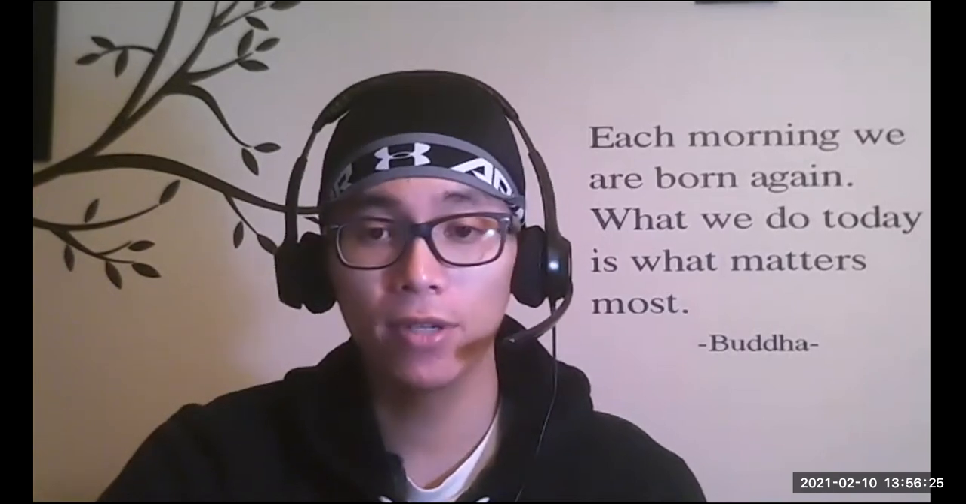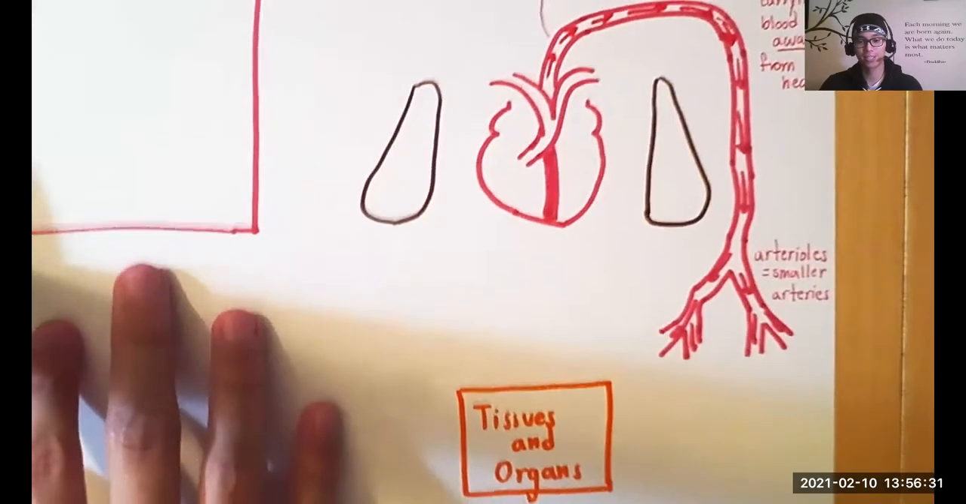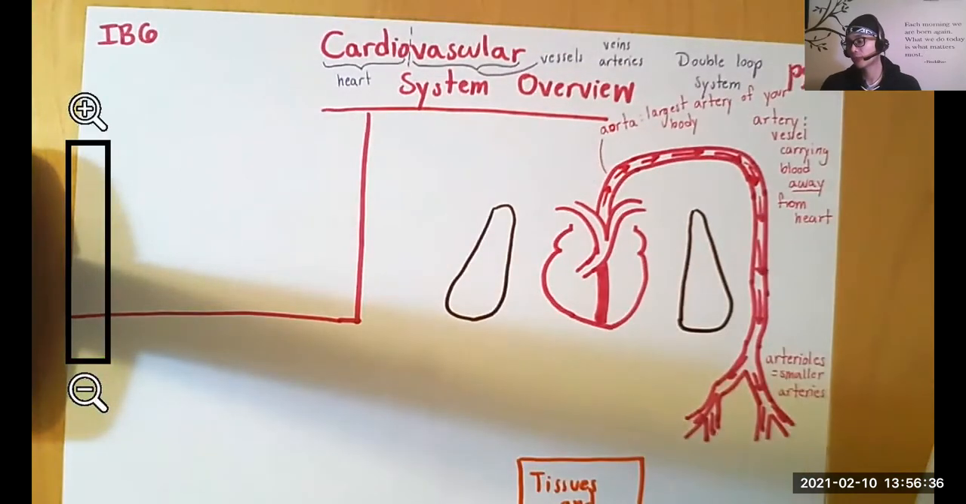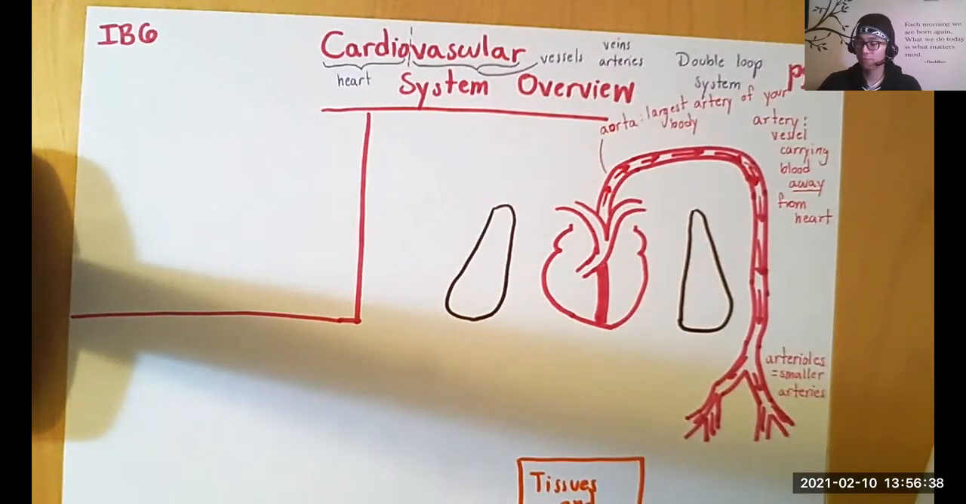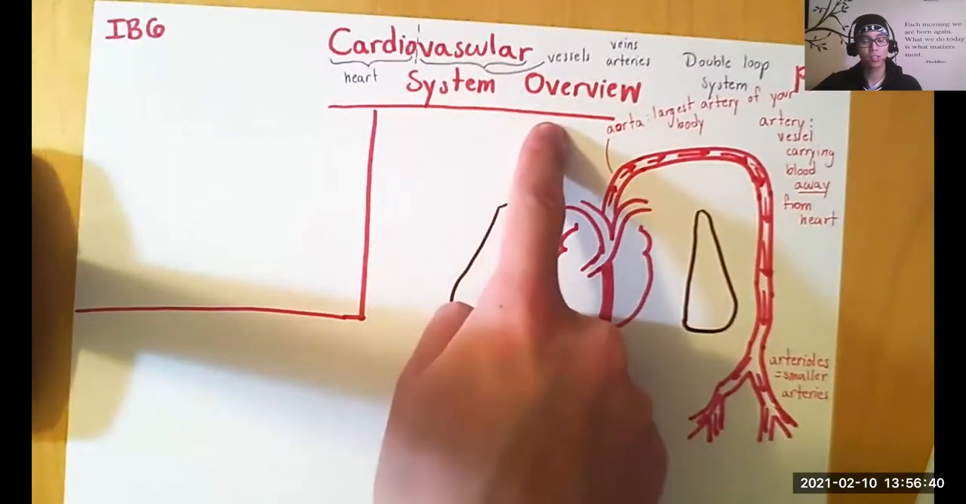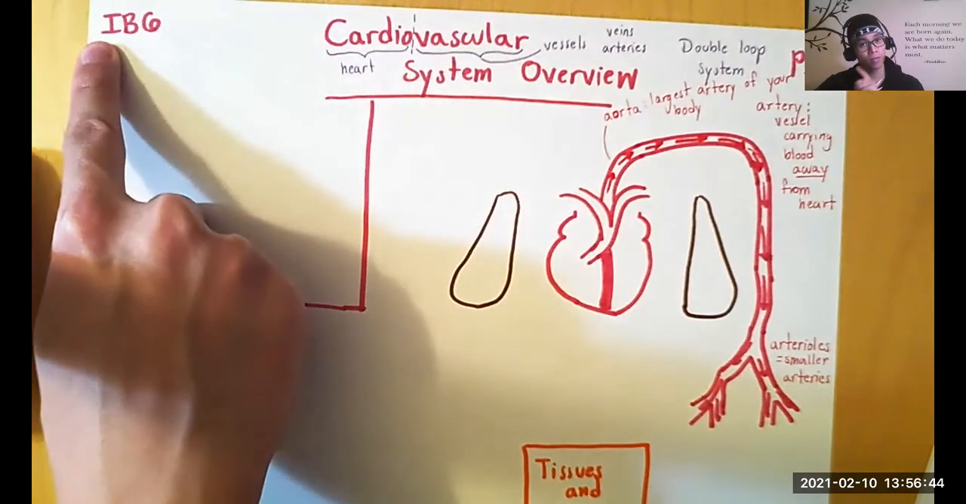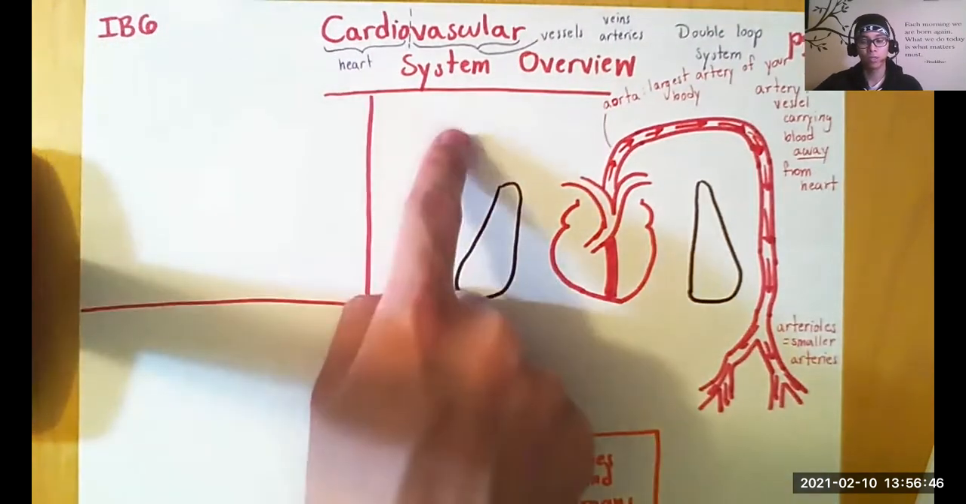So let us dive in, shall we, to our explanation that I started in the other video but never finished. Let me give it to you in a nutshell. Are you ready? This is the cardiovascular system overview. 45, IB cohort 6. You guys are my favorite. Cohort number 6, always and forever will be.